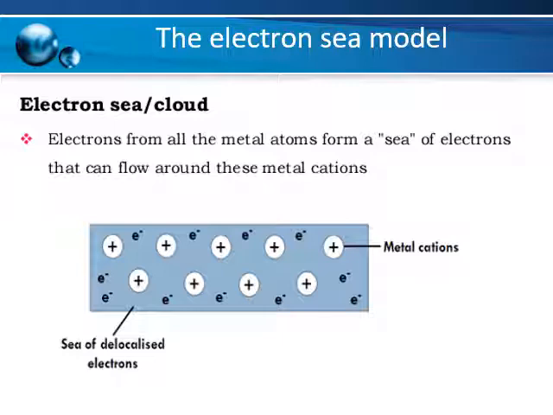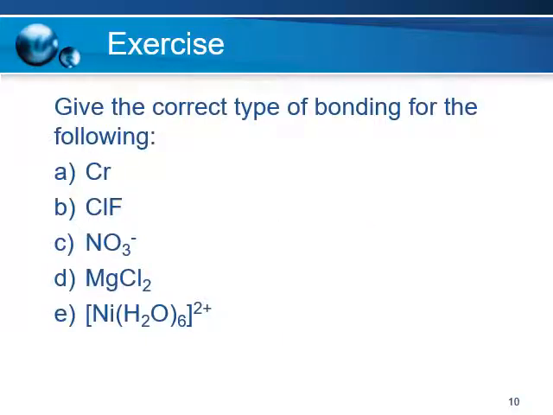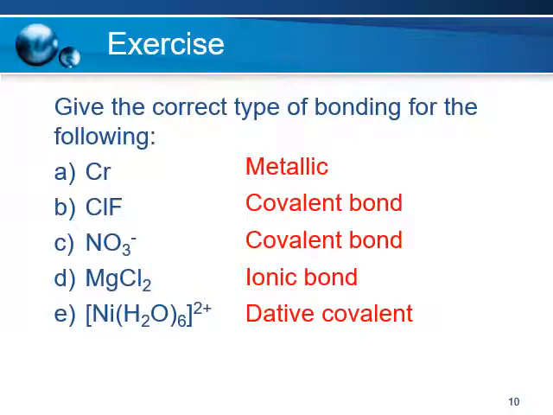So we have a lot of them. They float into each other. They are not attracted to each other, but they are there. They exist as a sea around the ions. Okay, look at this one. Give the correct type of bonding. Cr alone, metallic. ClF, covalent. This one covalent, and then we have ionic, and the last one.